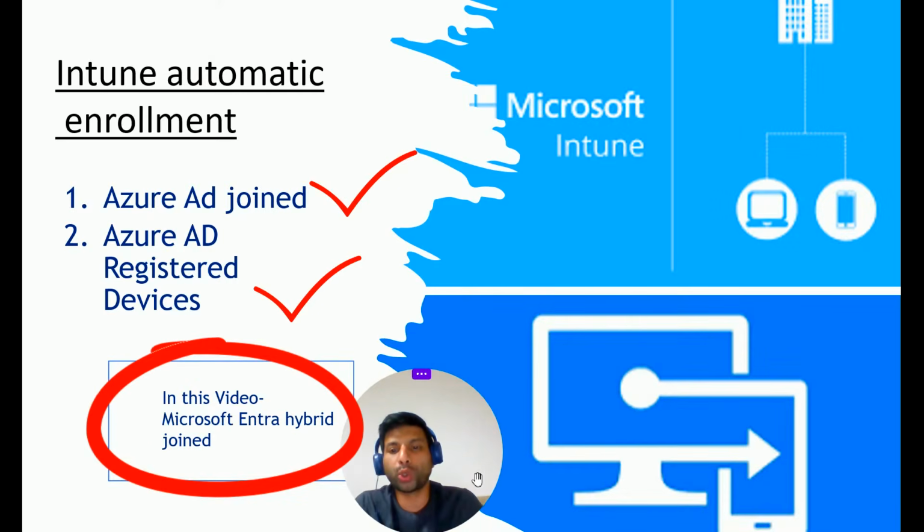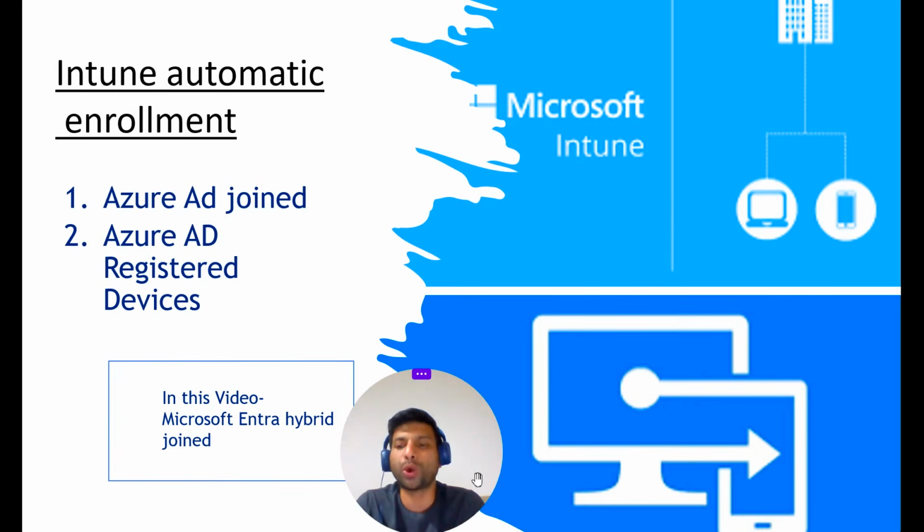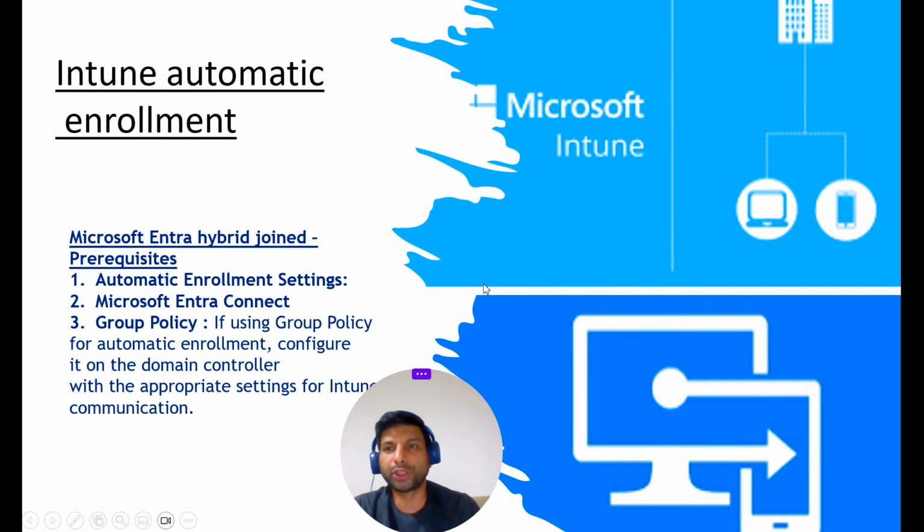Let's check how the auto enrollment works on hybrid AD join machines. In order to automatically enroll domain join devices, we need to configure group policy to trigger the enrollment. Azure Active Directory Domain Services does not support hybrid Azure AD join and is not supported for automatic enrollment by default. There are a few other things we need to configure.